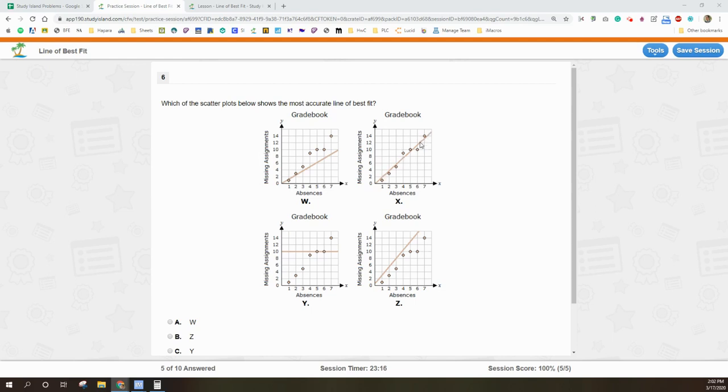This line looks like it goes through the middle of these data points. These other two lines clearly do not. For Z, all of the data points are on one side of the line. And for Y, the line doesn't fit the trend in the data. There are no data points where this part of the line is. The line should be able to tell you where other points might be. If we found a random point where this line is, we would call that an outlier because it doesn't fit the rest of the data. So X is the correct answer.